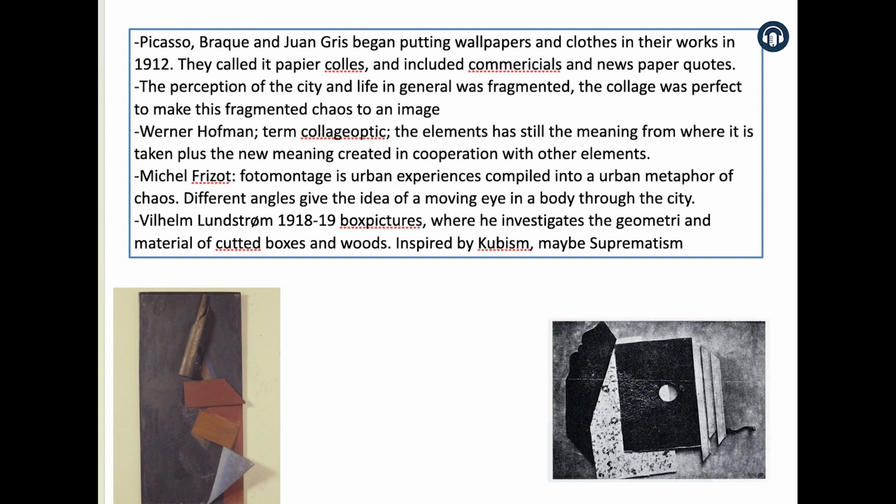Werner Hofmann terms it collage optique. The elements still have meaning from where they are taken, plus the new meaning created in cooperation with other elements. Michel Foucault: photomontage is urban experiences compiled into an urban metaphor of chaos. Different angles give the idea of a moving eye in a body through the city. Wilhelm Lundström, whose pictures we see below, from 1918 to 19, the box pictures, where he invested the geometry and material of colored boxes and woods inspired by cubism, maybe suprematism.